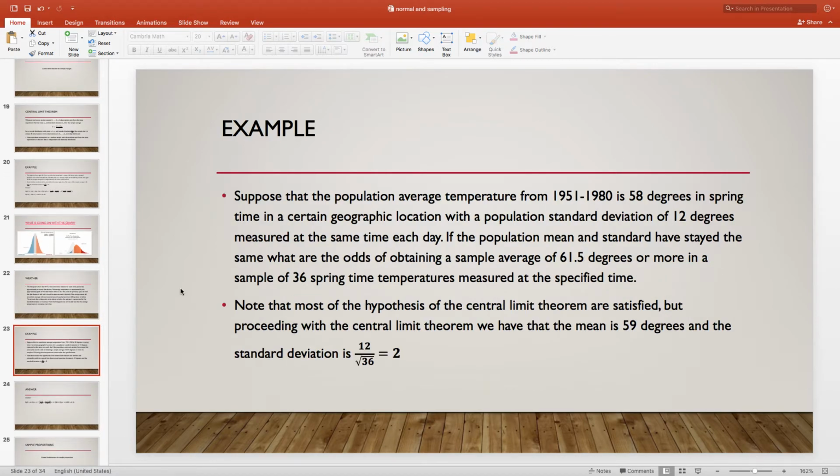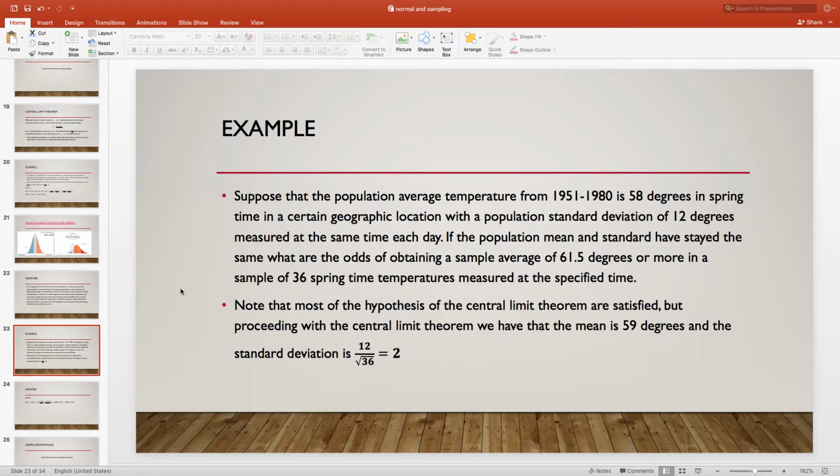Okay, so here's our problem. We have a population average from 1951 to 1980. So this is hypothetical. Let's suppose it's 58 degrees in springtime in a certain area. Okay, and let's suppose that the standard deviation is 12 degrees. Okay, and if the population mean and standard deviation have stayed the same, what are the odds of obtaining a sample average of 61.5 degrees or more in a sample of 36 springtime temperatures?